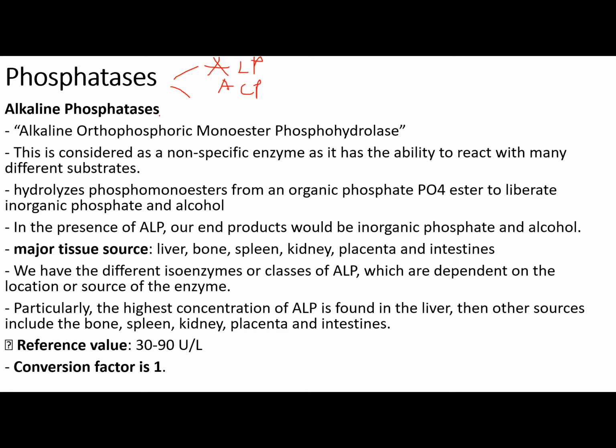ALP refers to alkaline phosphatase. Alkaline phosphatase, class, was previously known, or yung full name niya talaga is alkaline orthophosphoric monoester phosphohydrolase. This is considered, class, as a non-specific enzyme because it has the ability to react with many different substrates. So non-specific enzyme siya, class, could react with different substrates. It hydrolyzes phosphomonoester from an organic phosphate ester to liberate inorganic phosphate and alcohol.